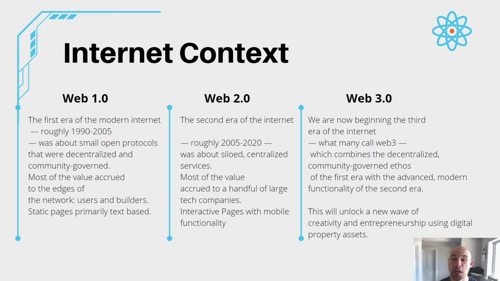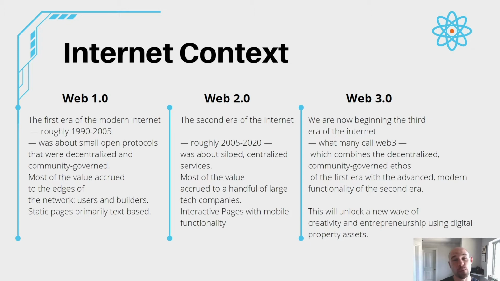So Web 2.0, the second era of the internet, roughly 2005 to present day, it still has many features of Web 2.0, but we could say 2020, was about siloed and centralized services. Most of the value accrued to just a handful of large tech companies, and interactive pages with mobile functionality. So you were able to upload as well as download content and streaming services, and social networks became a thing.